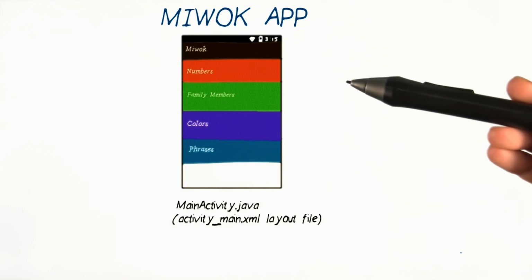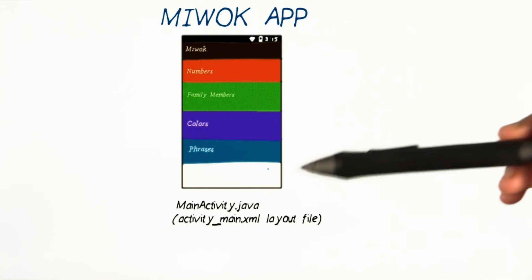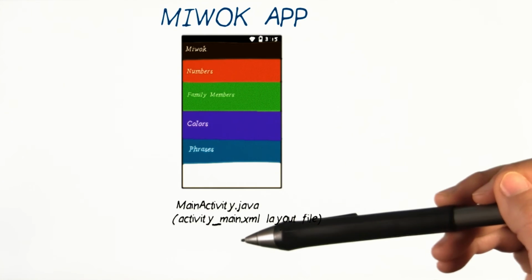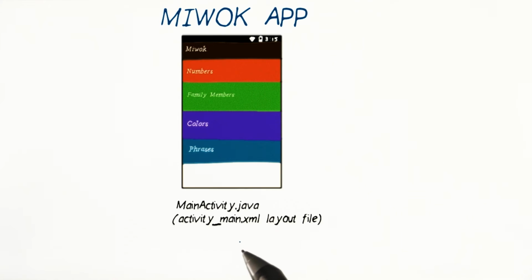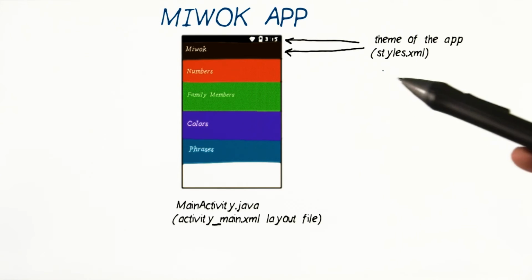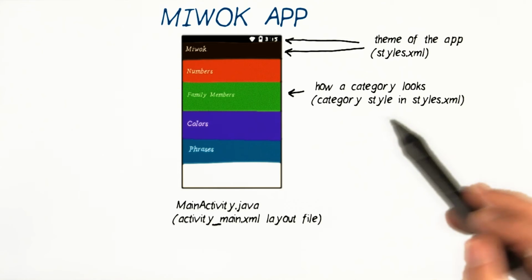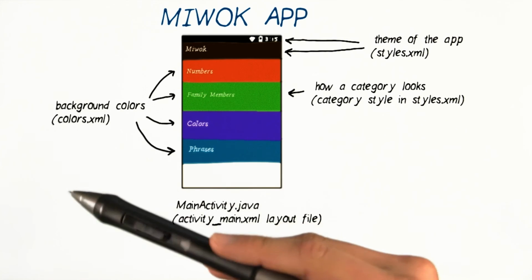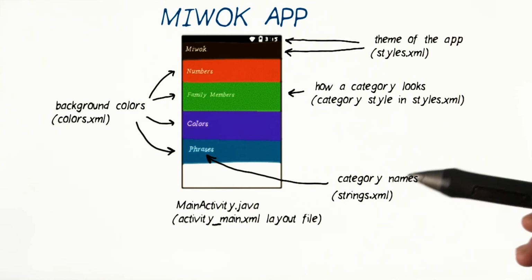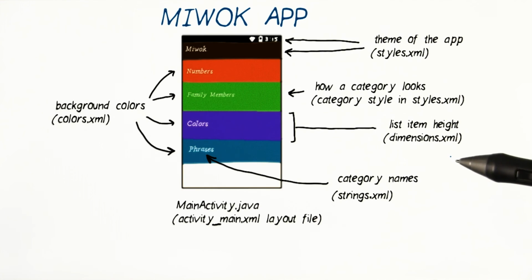So here's another example of a diagram you could have drawn. We have an image of what the app looks like with the 4 categories, and you label this as the MainActivity.java file, with an annotation that the layout for this activity is defined in the activity_main.xml layout file. Then, the theme of the app is defined in the styles.xml file. How a category item appears is also determined by a style that is defined in the styles.xml file. The background color of the categories is defined in the colors.xml file, while the category names are defined in the strings.xml file. Lastly, the list item height is defined in the dimens.xml file.